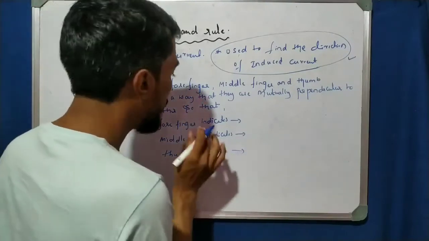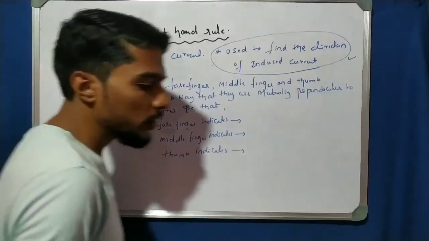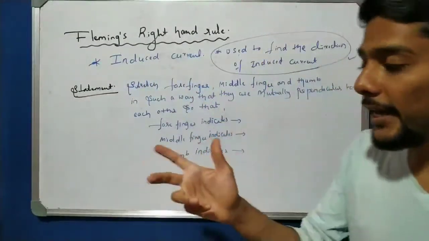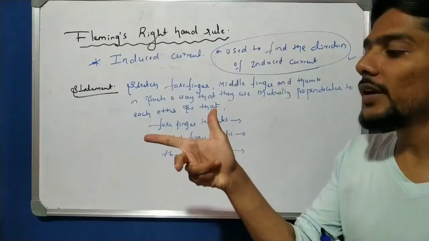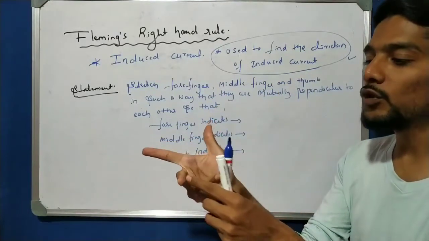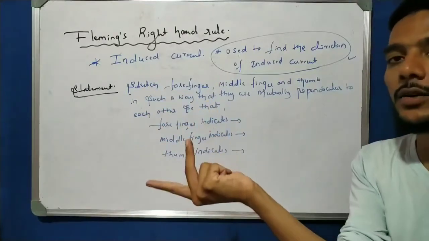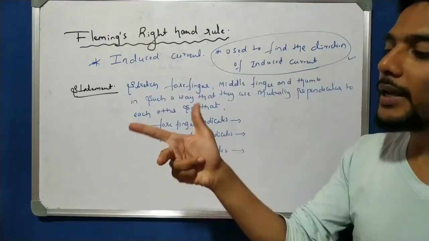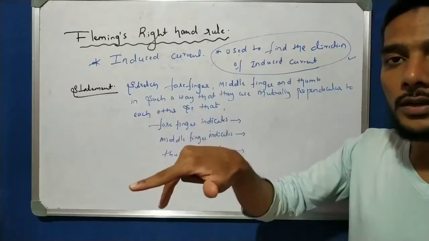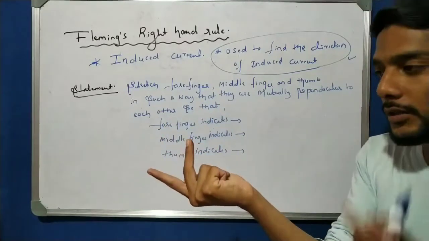So see here, our first work is like that. Take your right hand in such a way that the fingers are mutually, in all the directions, 90 degrees to each other. This is what the Fleming's right hand rule is. This is the motion of a three-finger arrangement, based on the situation.